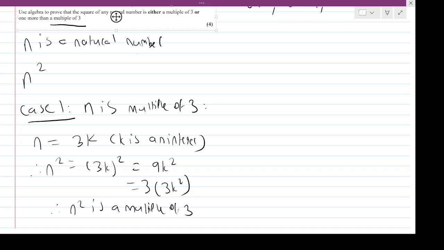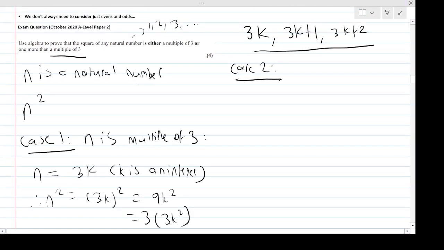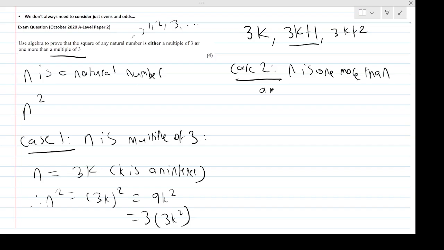So then we've got the second case. I'll do it up here. Case 2: n. Well, if again we go back to these 3 numbers, then the other possibility could be that it's one more than a multiple of 3. Okay, so then we can say that n is one more than a multiple of 3. So a multiple of 3, 3k, and then add 1 to it. Therefore, n squared in this case is 3k plus 1 all squared.